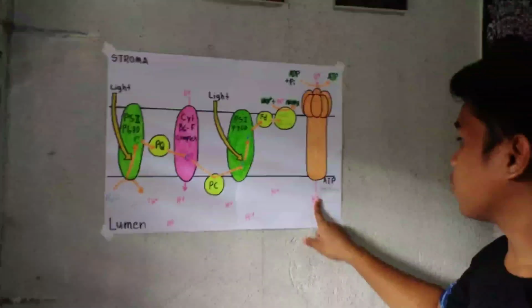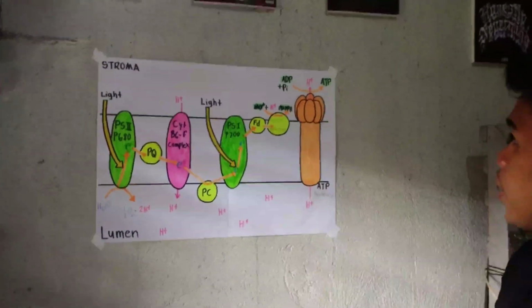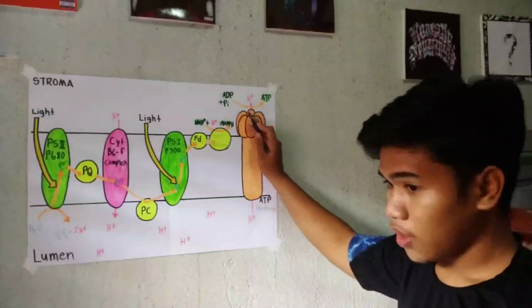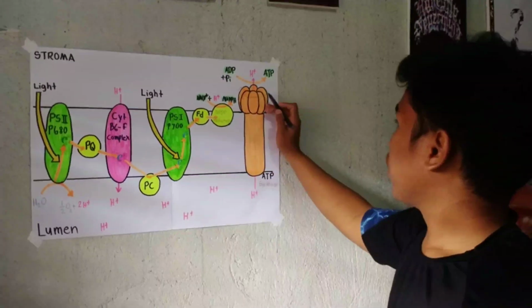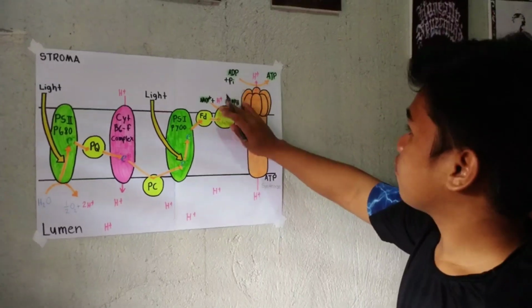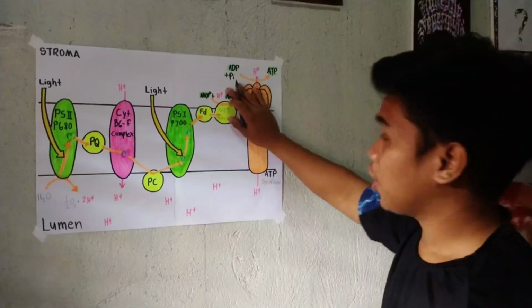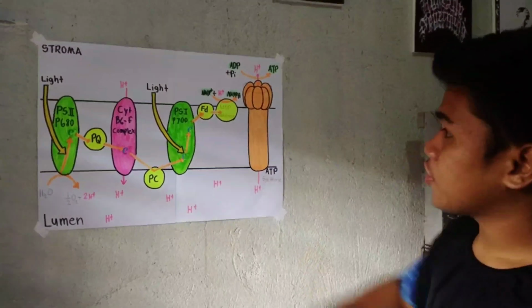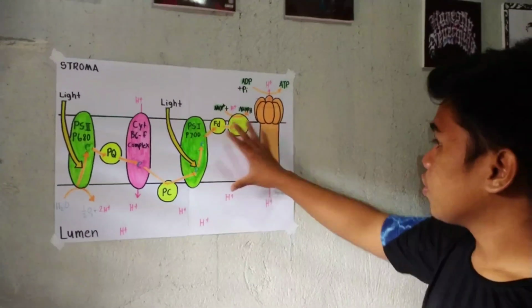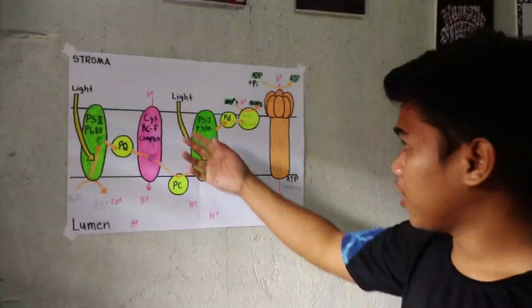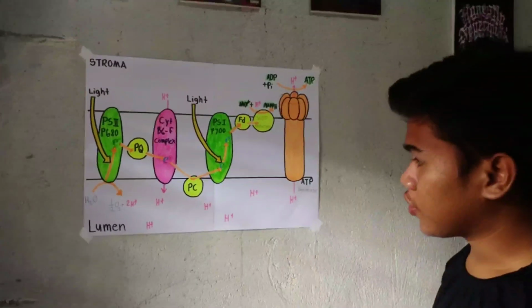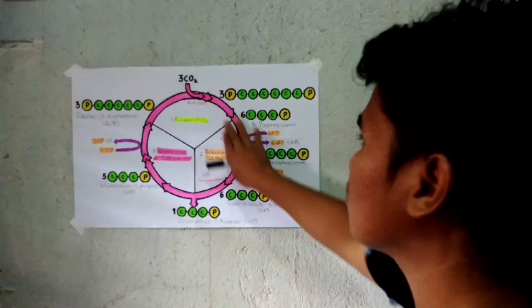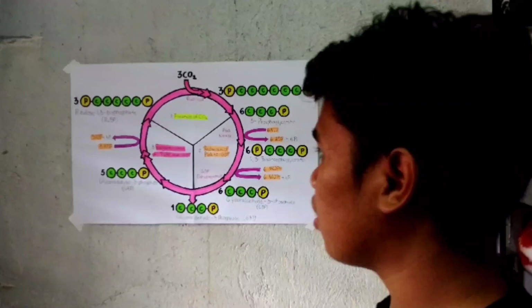So when the hydrogen ions flow through the ATP synthase, this particular protein will rotate and eventually combine ADP and phosphate and turn into ATP, or adenosine triphosphate. So that is the process in the light dependent reaction. Now I will dig deeper into the processes that happen inside the Calvin cycle.